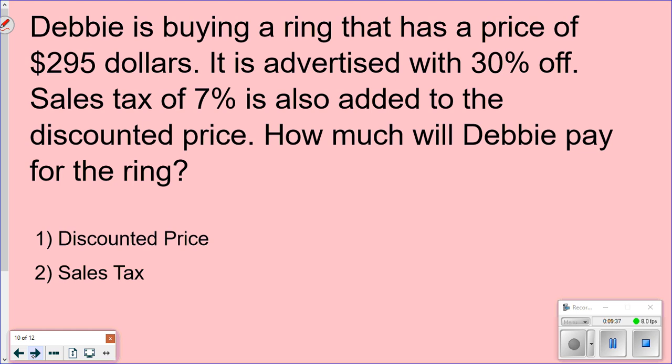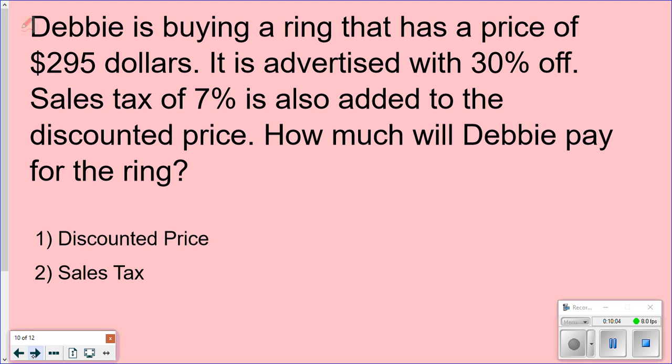All right, the last thing I want to talk about today is what if they combine two different things? So they're going to combine a discount with the sales tax. So this says Debbie is buying a ring that has a price of $295. It's advertised 30% off. They also have sales tax at 7%. How much will she be paying for the ring? First thing you have to do, I want you to forget about the sales tax and find what the discounted price was.